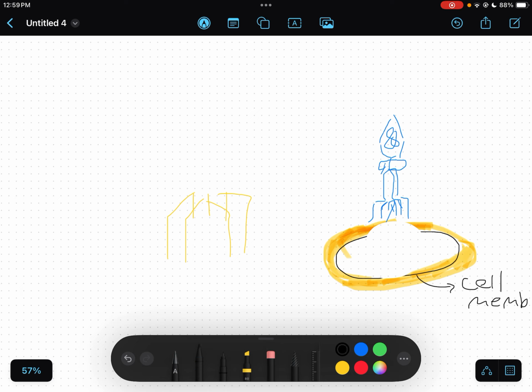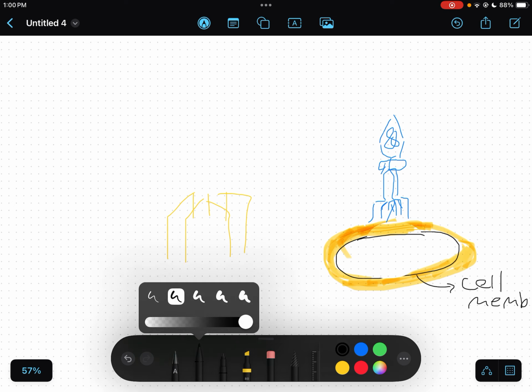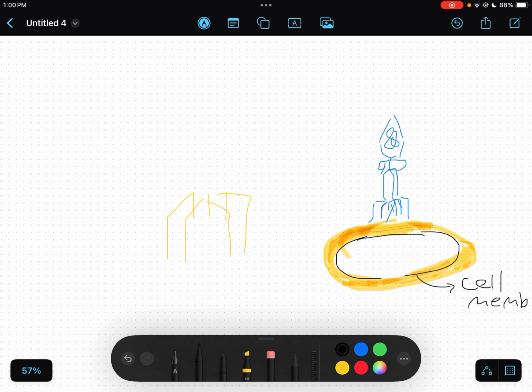Sorry about that, let me just redraw the cell wall. Okay, there we go. Remember that DNA contains all the information for the whole cell to be able to make new viruses. After entering the bacteria, we have two processes of reproduction: the lytic and the lysogenic. The lysogenic I remember as the long word, so it is a long process.